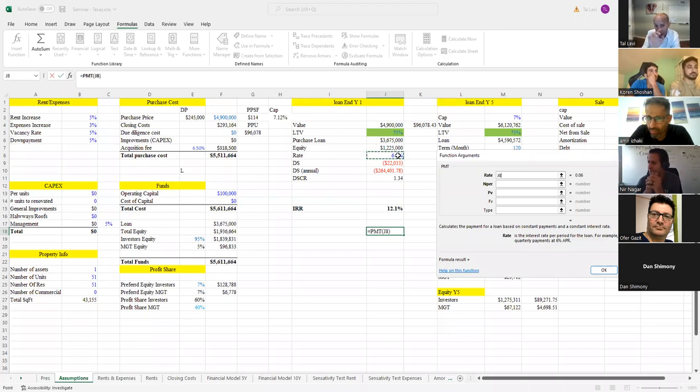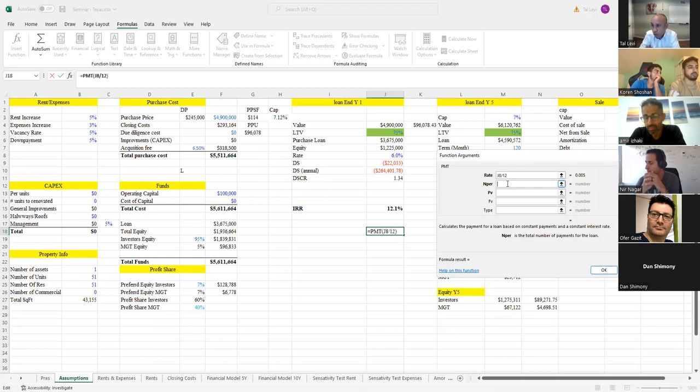I don't need to write 6%. I can click on the 6% divided by 12. Okay? The next question they're going to ask you is, what is the net present value? Which pretty much is how many payments I'm going to do.